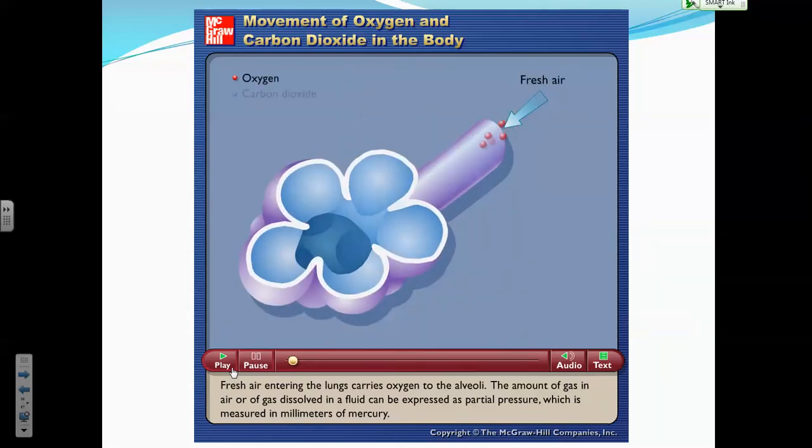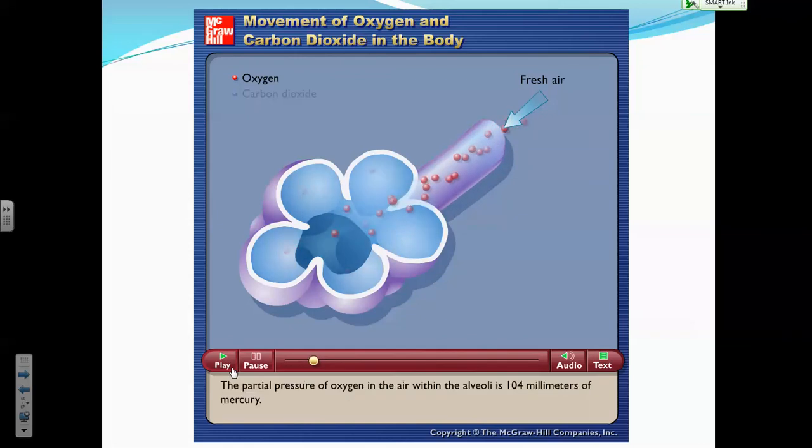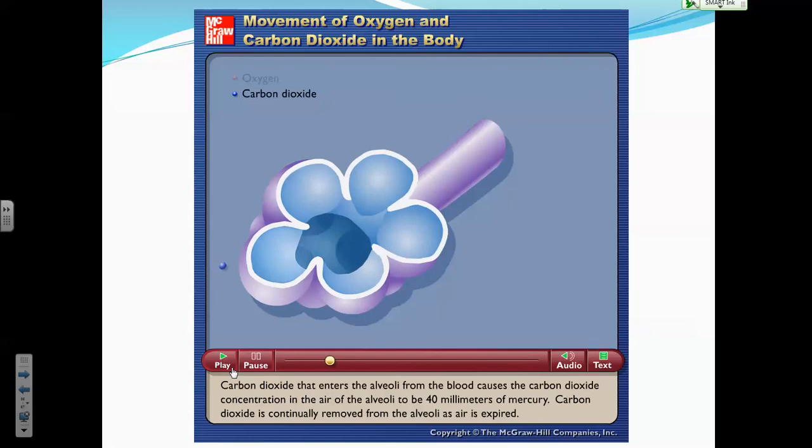Fresh air entering the lungs carries oxygen to the alveoli. The amount of gas in air or of gas dissolved in a fluid can be expressed as partial pressure, which is measured in millimeters of mercury. The partial pressure of oxygen in the air within the alveoli is 104 millimeters of mercury. Carbon dioxide that enters the alveoli from the blood causes the carbon dioxide concentration in the air of the alveoli to be 40 millimeters of mercury. Carbon dioxide is continually removed from the alveoli as air is expired.